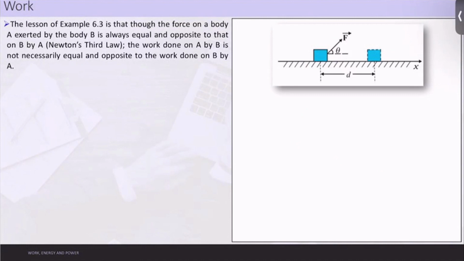The lesson of example 6.3, which was the previous one, is that though the force on a body A exerted by the body B is always equal and opposite to that on B by A, which is Newton's third law, so the force exerted by the cycle on the road is the negative of the force exerted by the road on the cycle, the work done on A by B is not necessarily equal and opposite to the work done on B by A. Everything I said is written here, so that is revision.